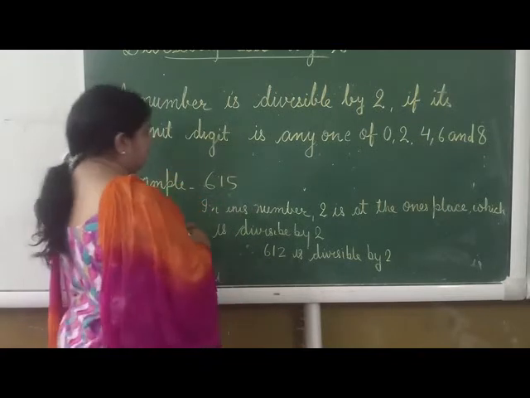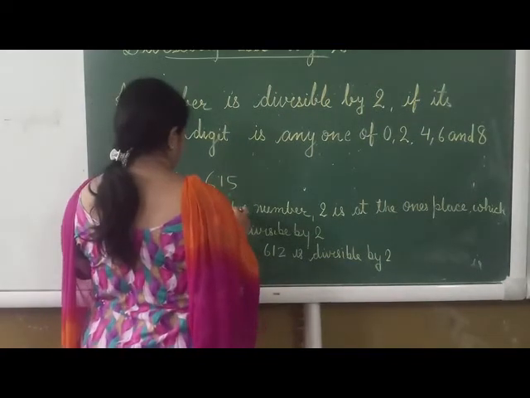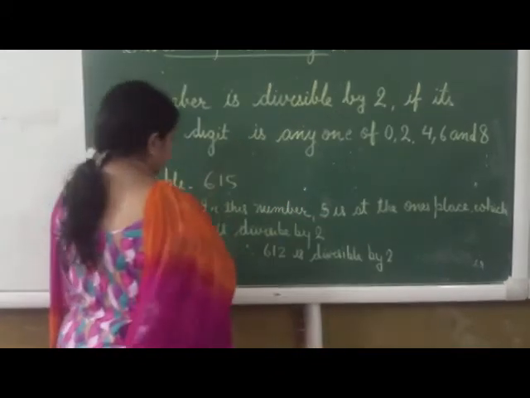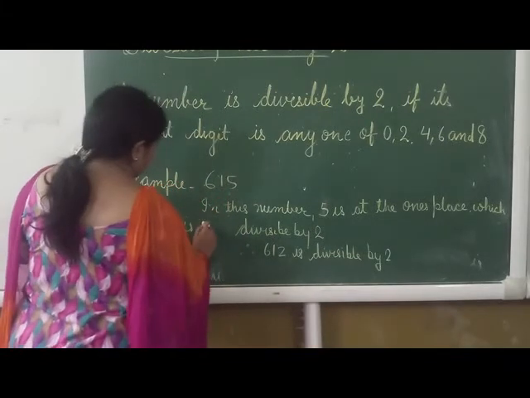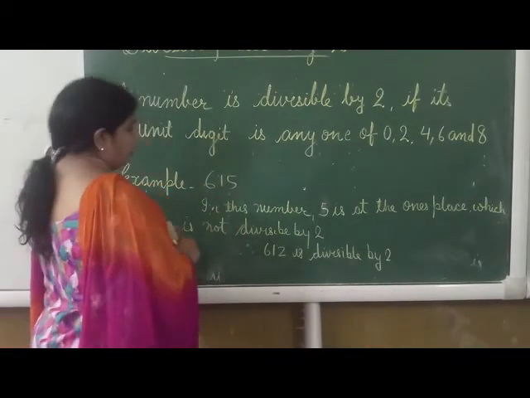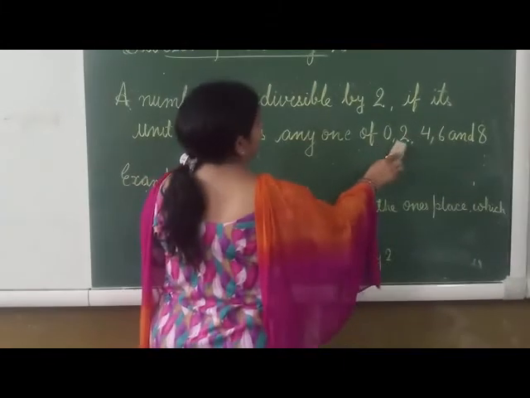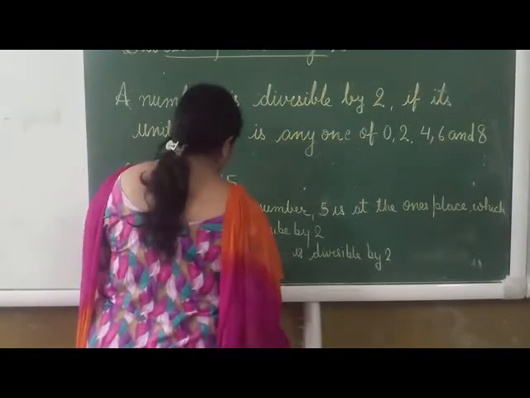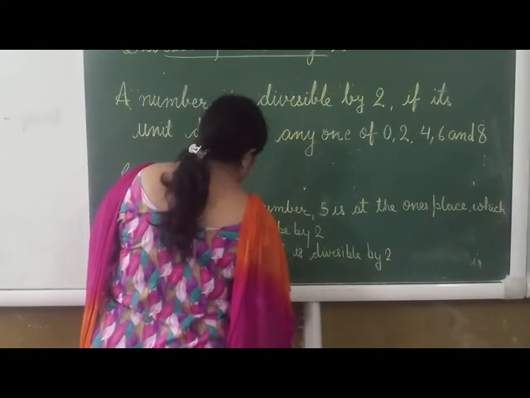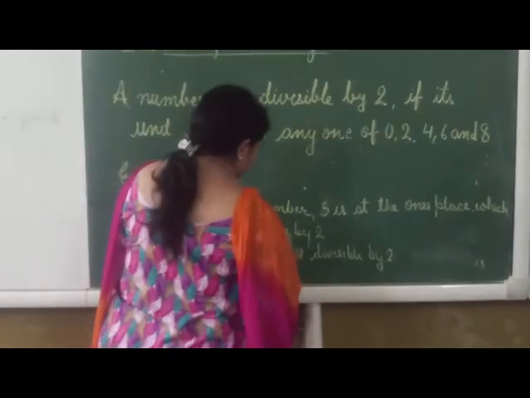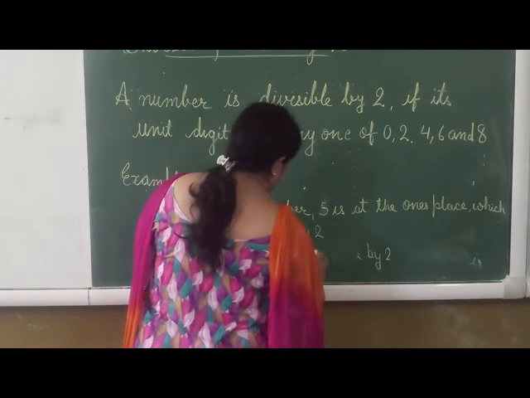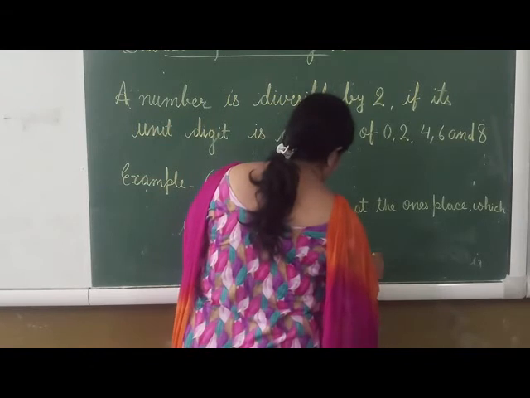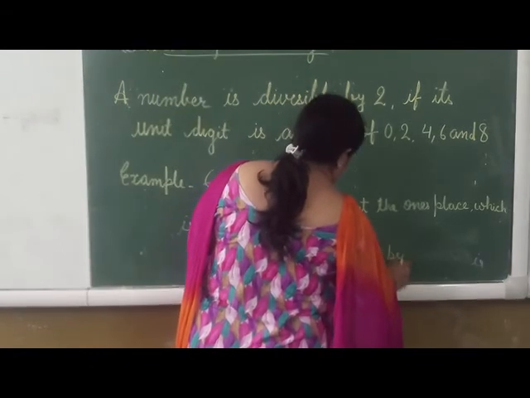615. In this number, 5 is at the ones place, which is not divisible by 2, or which is not 0, 2, 4, 6 or 8. It is 5. So 615 is not divisible by 2.